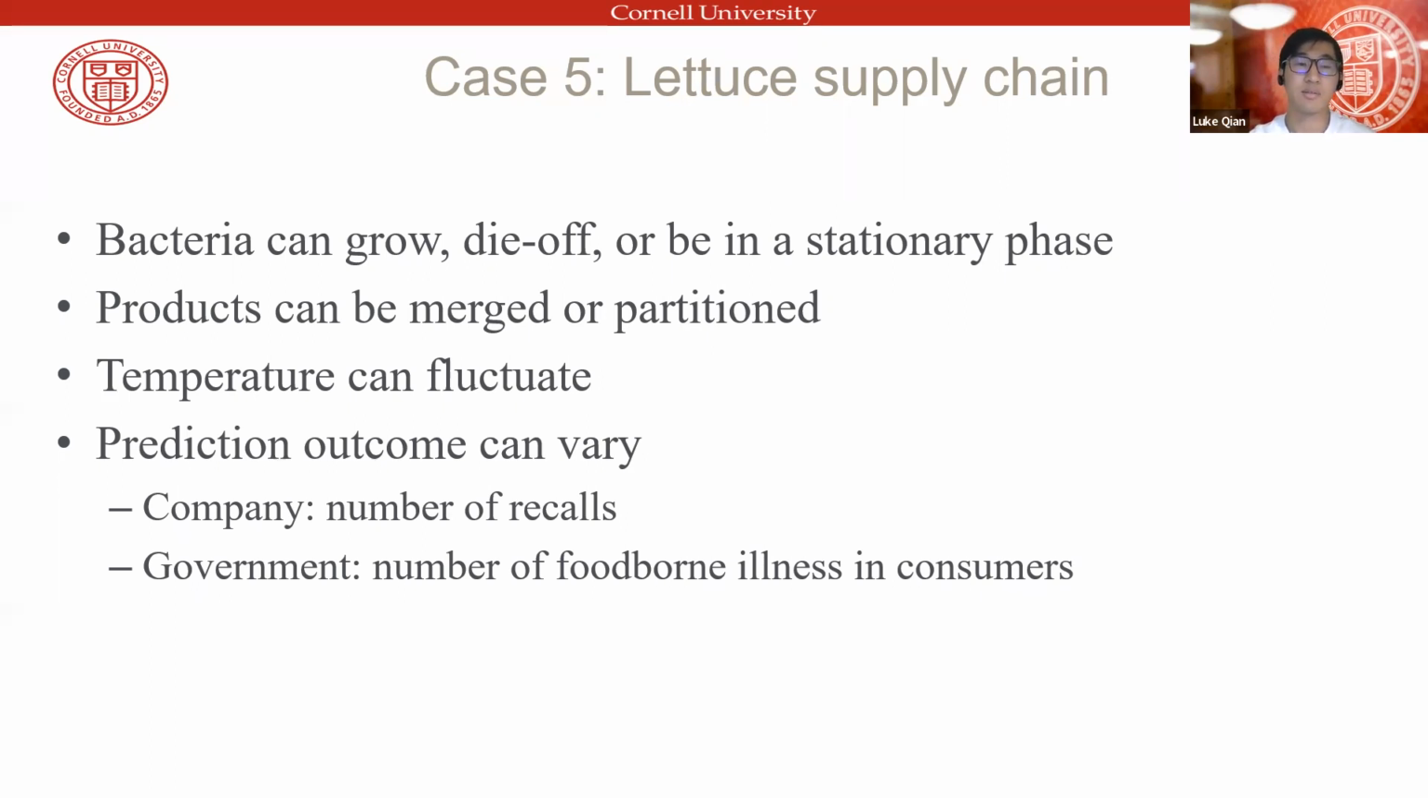For the company, they may also care about other enterprise risks, for example, the number of recalls, because this is directly associated with their economic status. For government, they may care about other prediction outcomes, which can be the number of foodborne illness cases among consumers, because they want to model this outcome for an entire population rather than for individuals. With that in mind, we can already see how complex quantitative risk assessment is and the knowledge we need to complete this analysis.